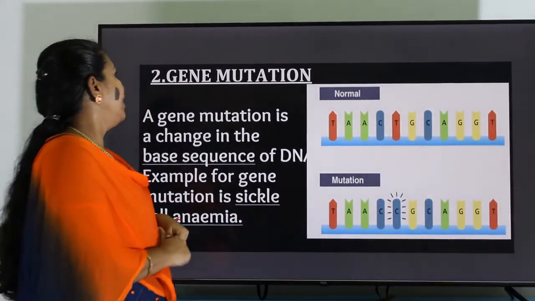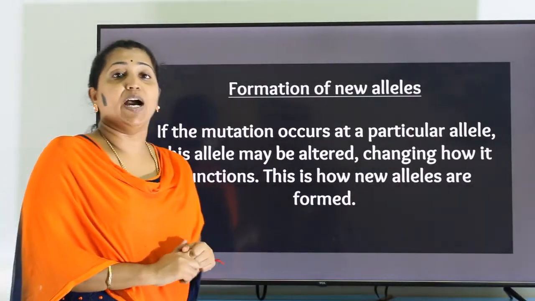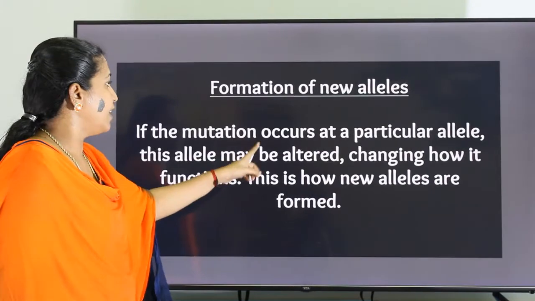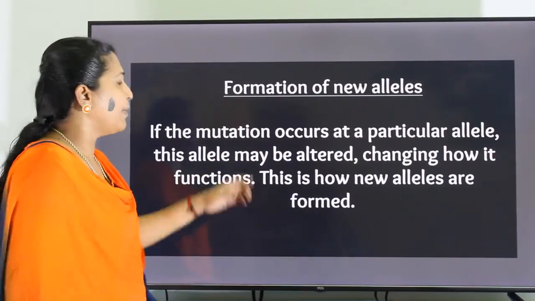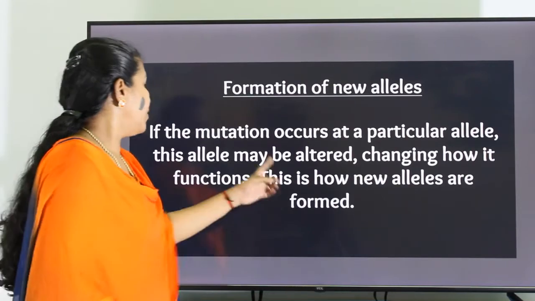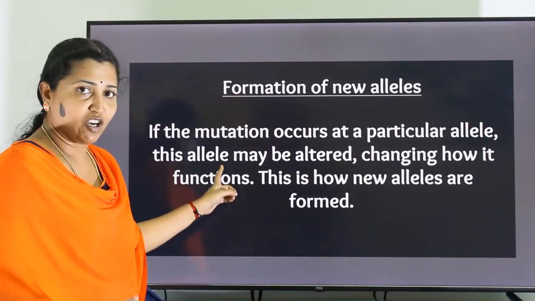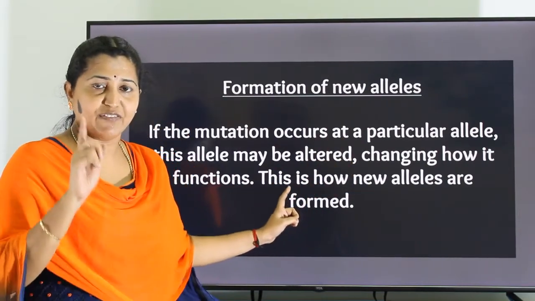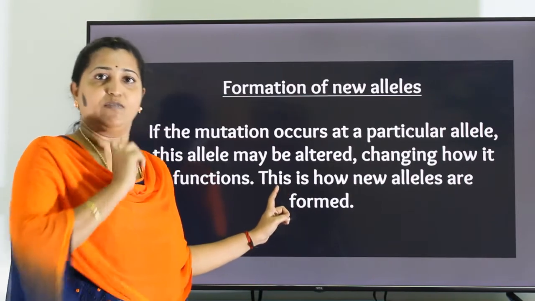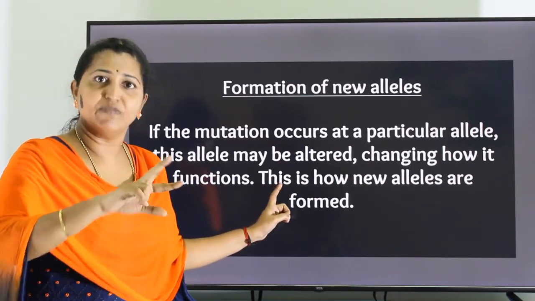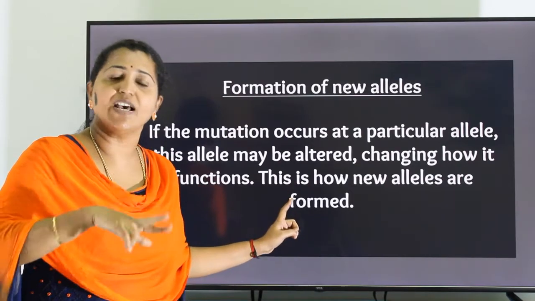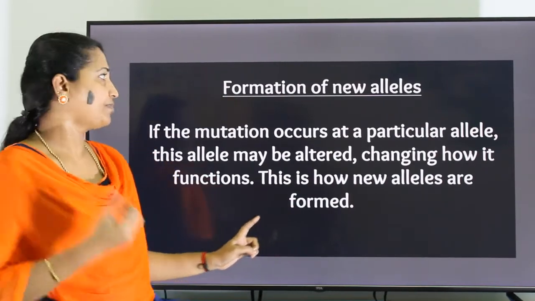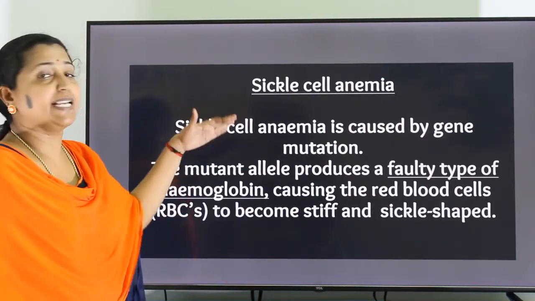Good. Now we can see the formation of new alleles. If the mutation occurs at a particular allele, this allele may be altered. Altered means changed, so its function also changes. This is how new alleles are formed. Once again, if the mutation takes place in an allele, the allele will change, and automatically the function of the allele is also changed. So now this allele will function as a new allele. Clear?